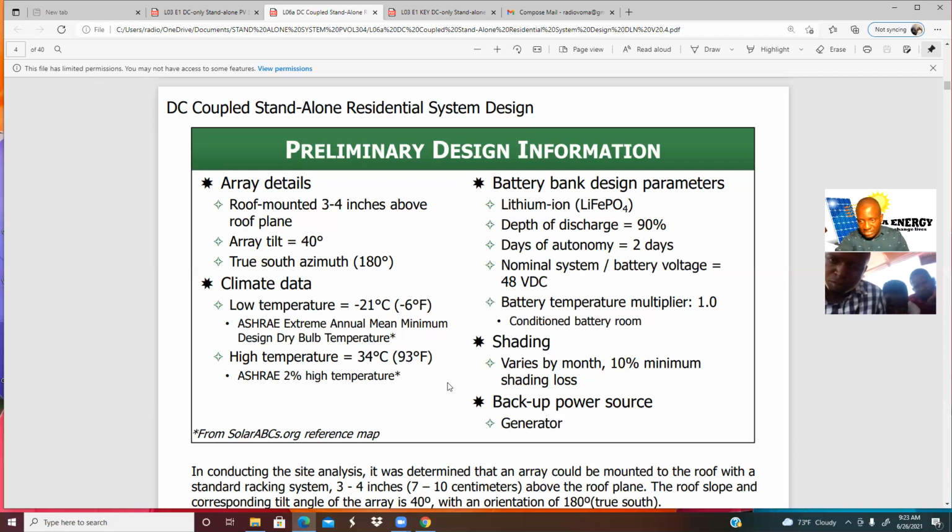We will use this when we continue. The condition of the battery room, the shading varies by month, 10%. You have to always allocate for shading. Shading means either dust blown on the panels or trees somewhere putting shadow on the panels, or you have to leave allocation for shear losses. So we use 10% shear losses. Then you have to make allocation for your shear losses when you're doing your PV system design.